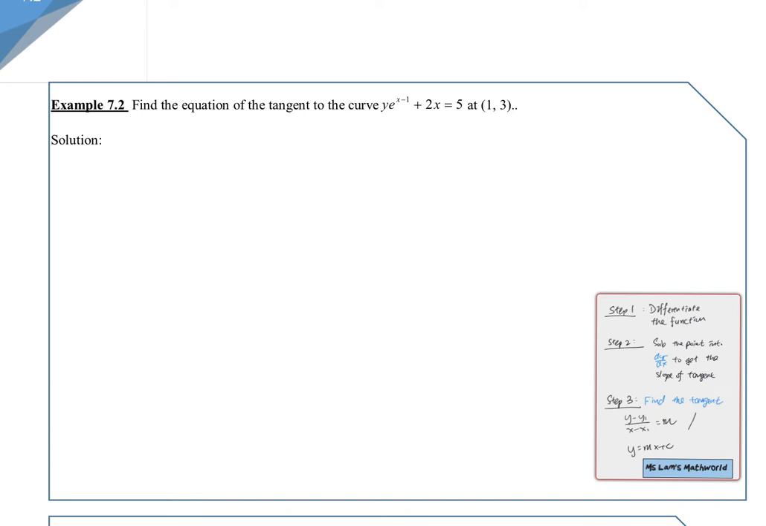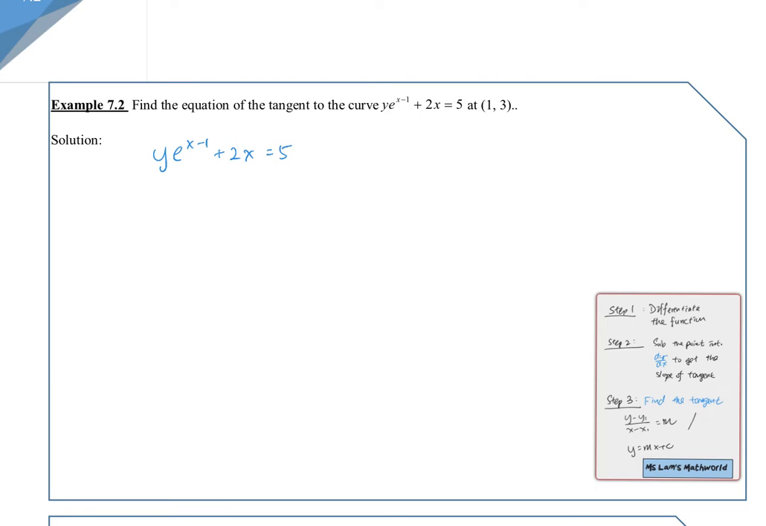And you see this one, it is a kind of implicit differentiation. So be careful when you do the differentiation, right? So y times e to the power x minus 1 plus 2x equals 5. So this is the question.